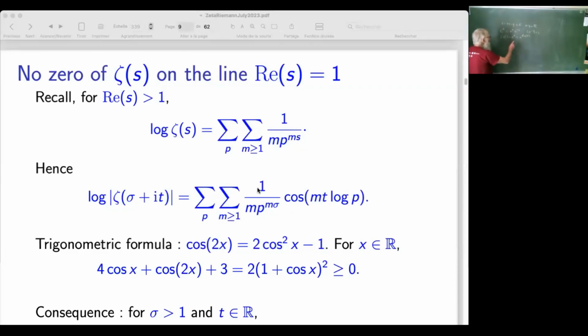Or if you prefer, if you have u equal exponential of z, so z is the logarithm of u. And if you look at the real part of log u, this is the real part of z. This is the logarithm of the modulus of u. It is the same. I hope that this is clear.